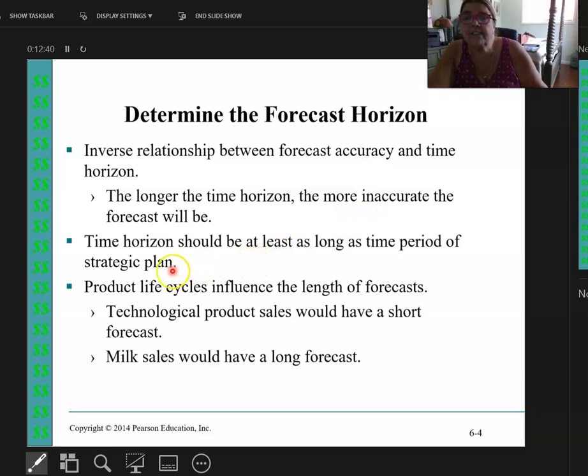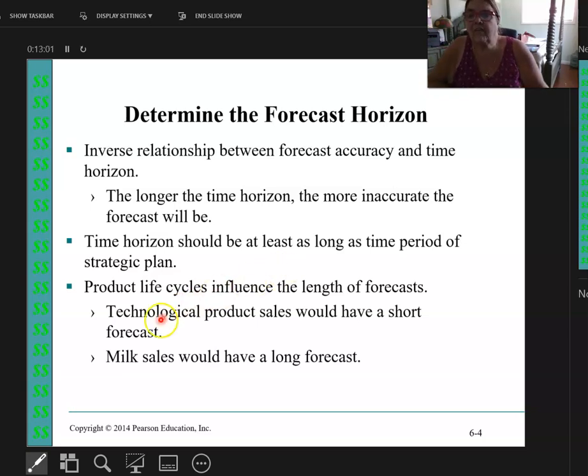It should be at least as long as the strategic plan. Often a strategic plan is 5 years. People do not like to forecast out for 5 years on a forecast, because there's just too many variables that could happen. Also, the other key thing here is, what is your product or service?